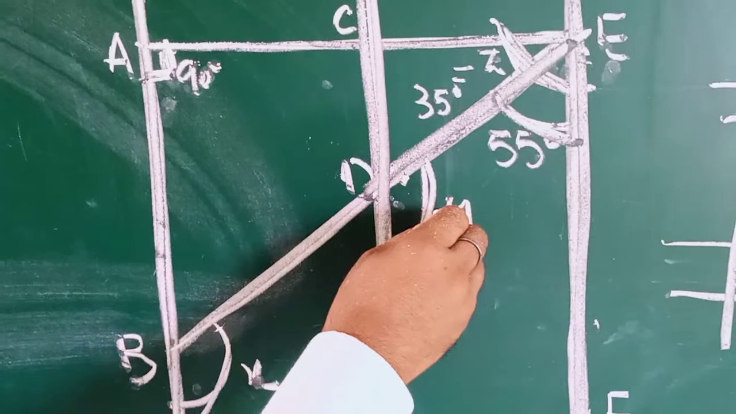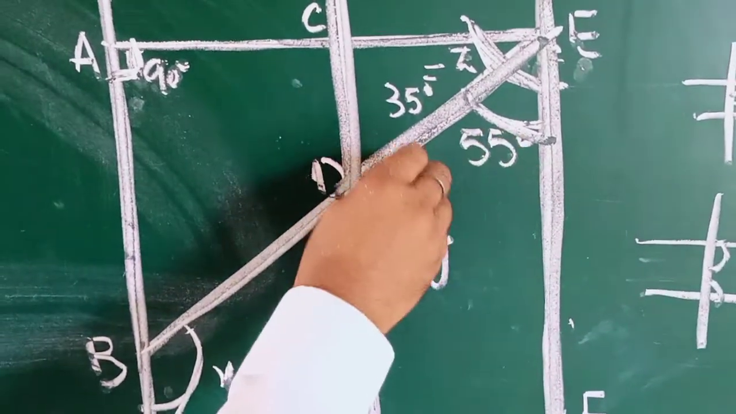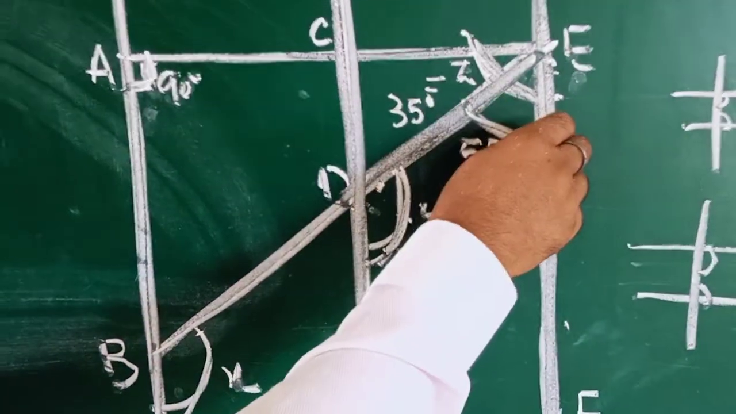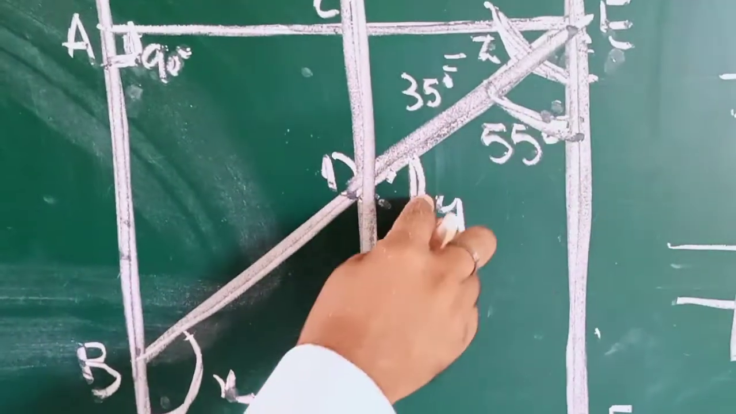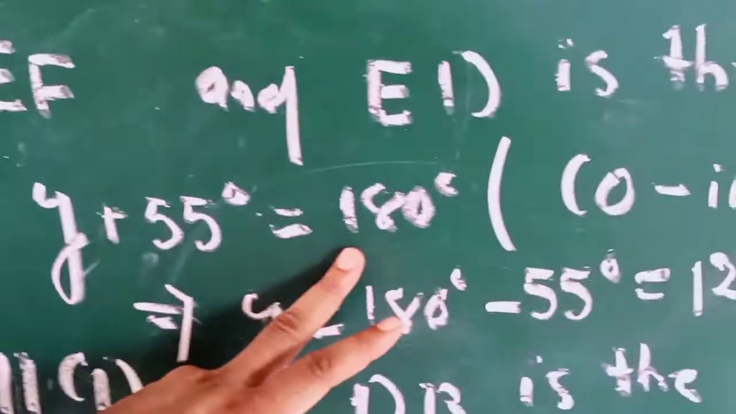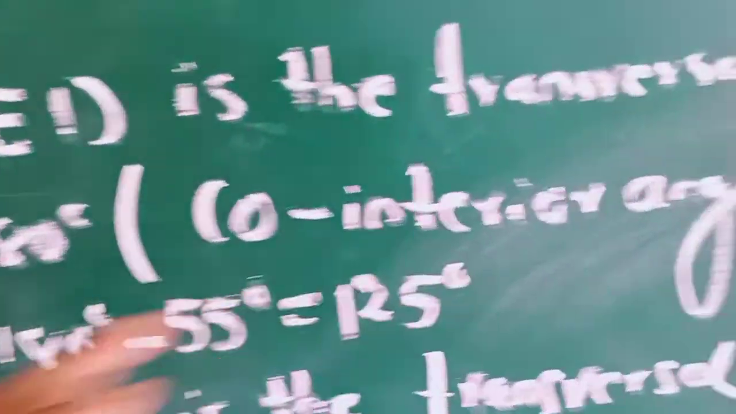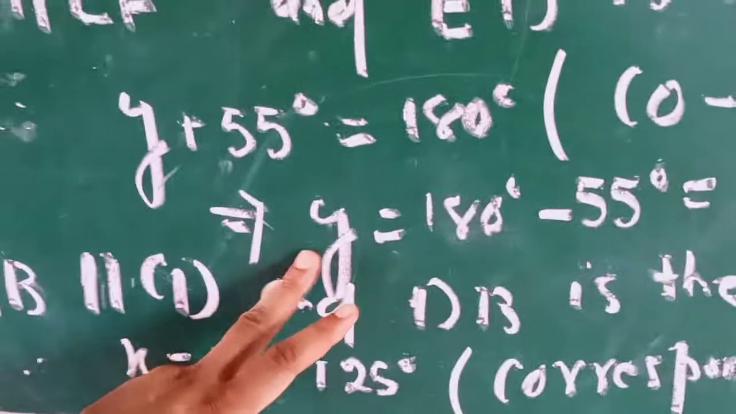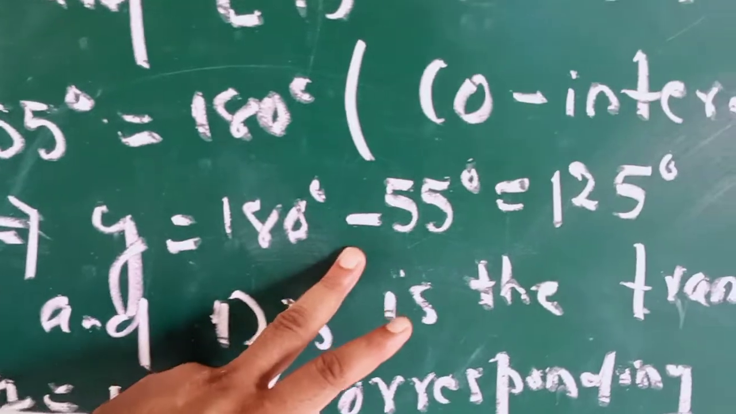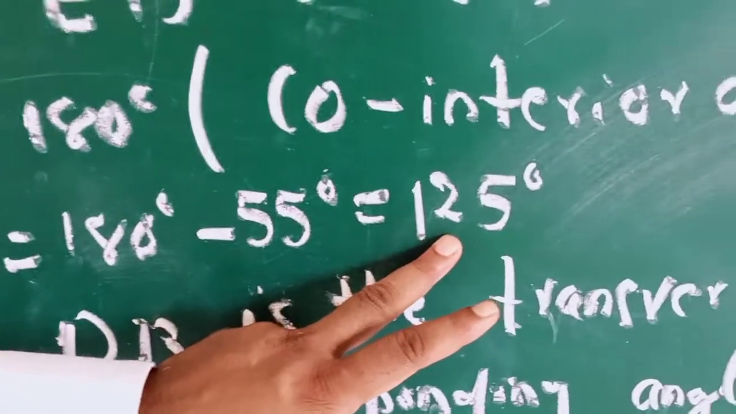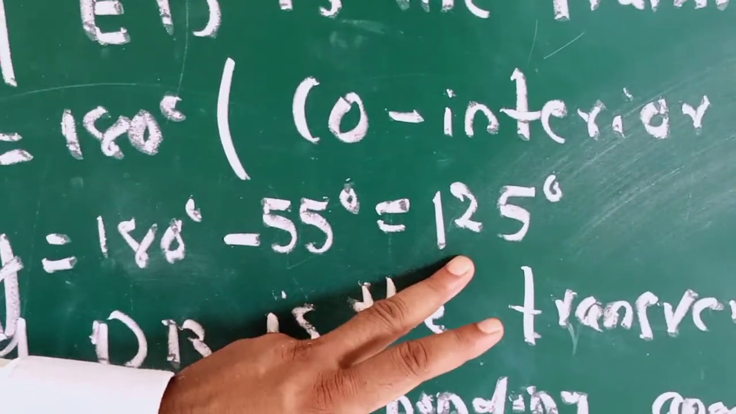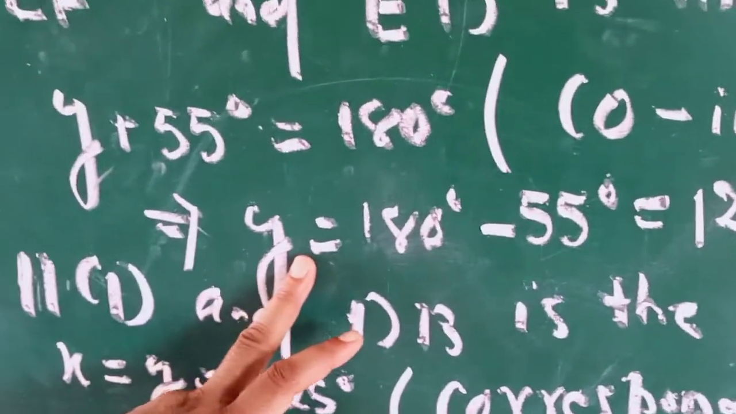Therefore angle y plus 55 is 180, because both are co-interior angles on the same side. Therefore y plus 55 is 180 degrees. That implies y is equal to how much? 180 minus 55, how much? 125. Yes or no? So y is equal to 125 degrees.